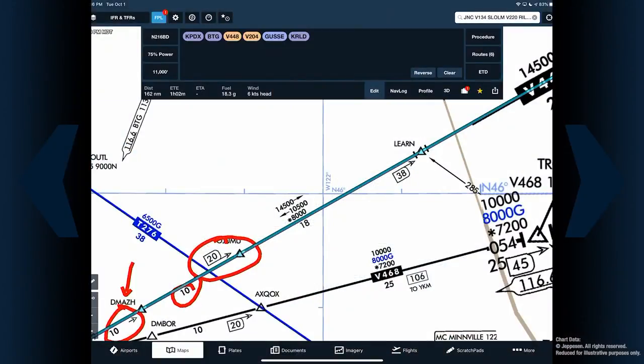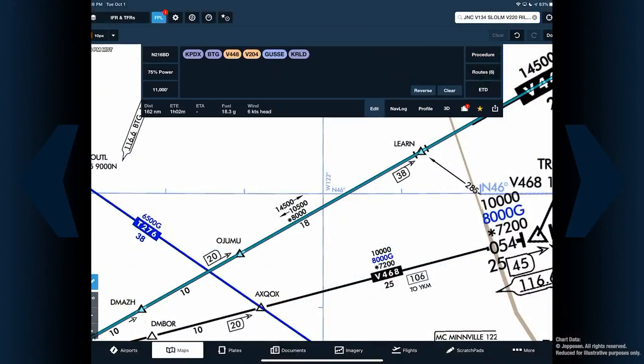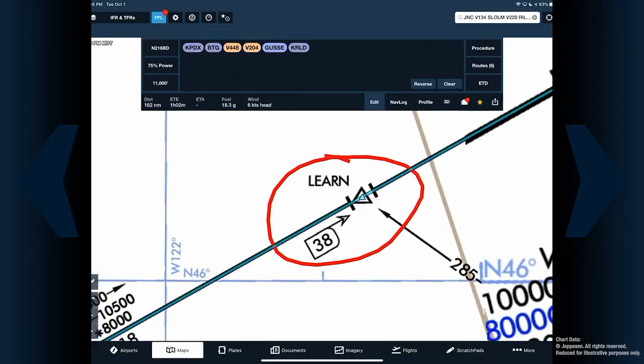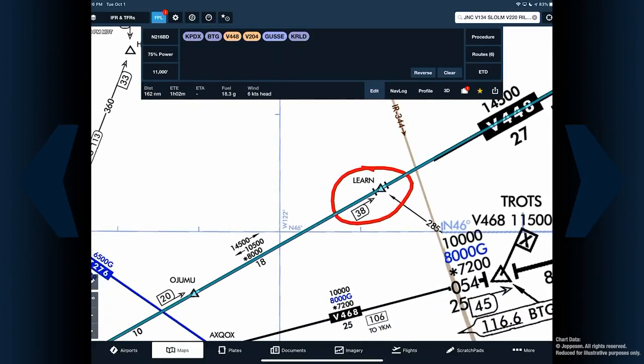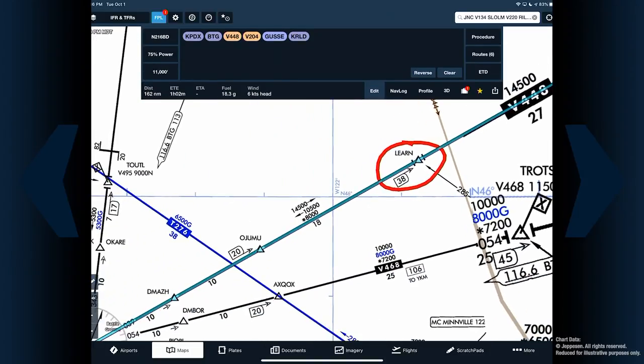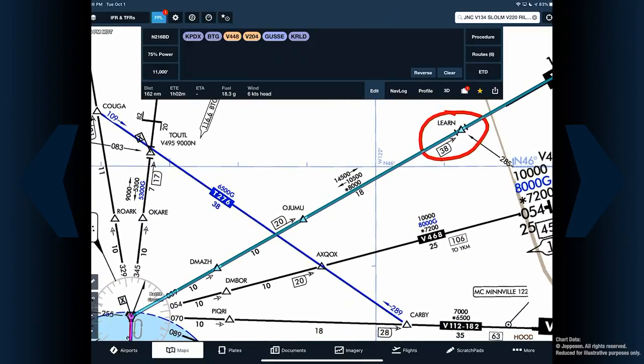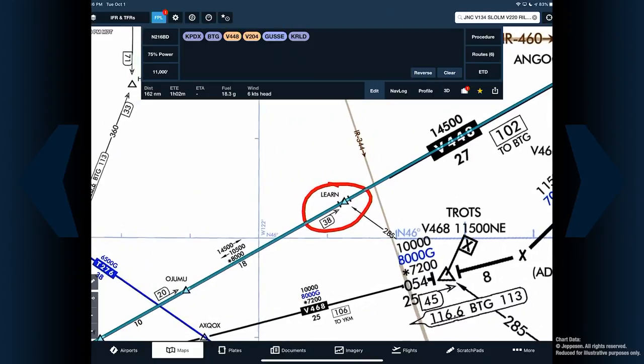So as we go out, you can see the next fix that we've got here. I'm going to clear this. You can see at Learn, we've got this little set of T-handles. You see the little black T-handles on either side of the fix. What that tells us is that that is an MEA or MOCA break. And so this 14,500 foot MEA northeastbound applies to the entire segment of route up to Learn.